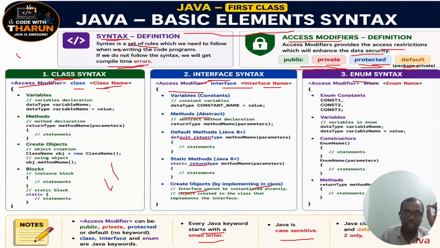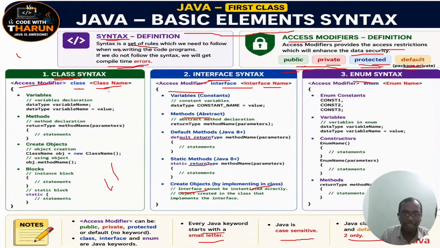We use for a Java class two access modifiers only. One is public and the next one is default. We use only 2 access modifiers for class, public and default. I hope all of you enjoyed this class.